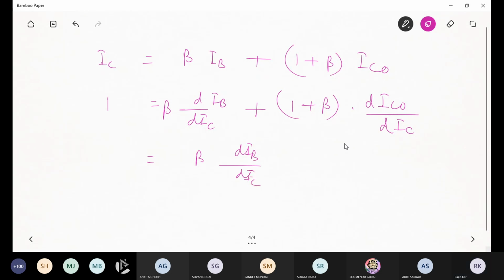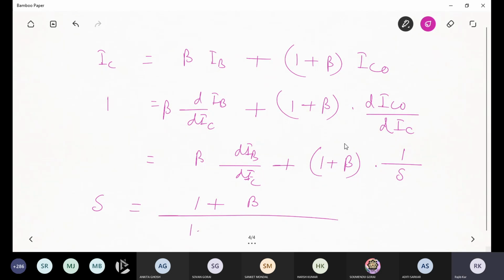Sir, is it ICEO or ICBO? ICO. We have already discussed it. Check the earlier lecture. What this ICO means, we have already clarified that point. And this is, by definition, 1 by S. So if you simplify, this will be 1 plus beta divided by 1 minus beta DIB by DIC.